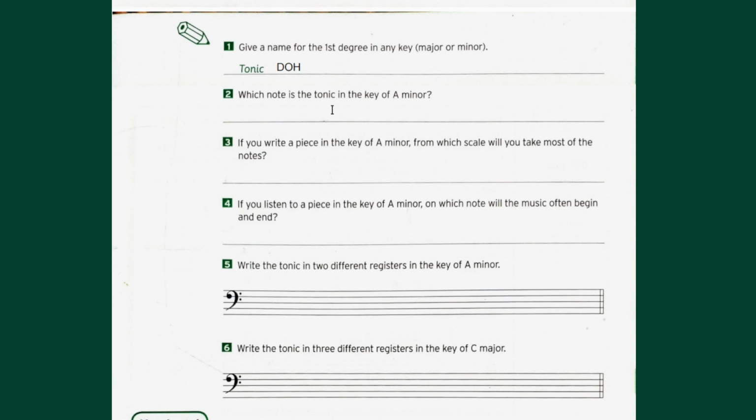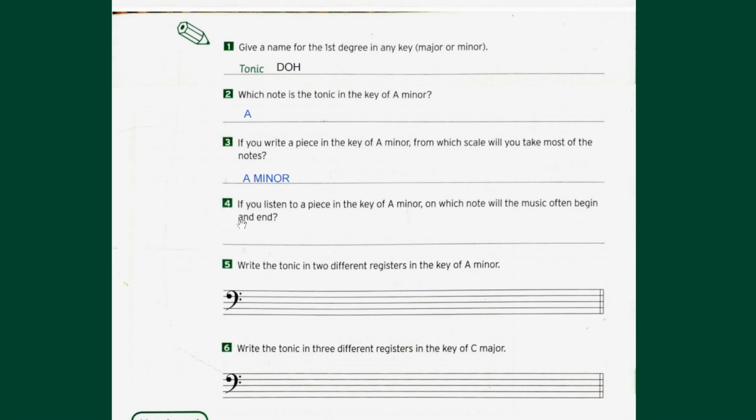Which note is the tonic in the key of A minor? So A minor starts with the note A. As you know, the tonic is the note A. Then number 3. If you write a piece in the key of A minor, from which scale will you take most of the notes? As obvious as it is, you will apply the notes from the A minor scale. So if a composer is writing a melody, he will be using the notes from the A minor scale. So generally, he would start his melody and end on the tonic note of the key.